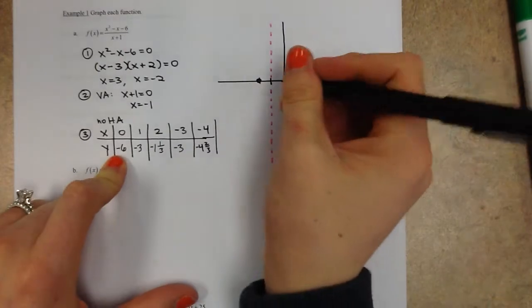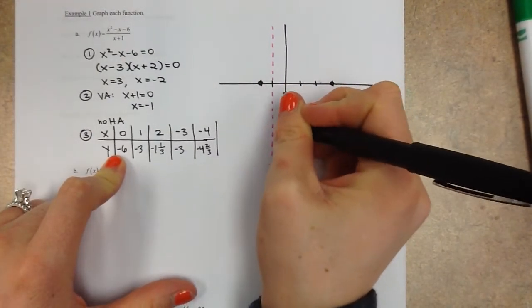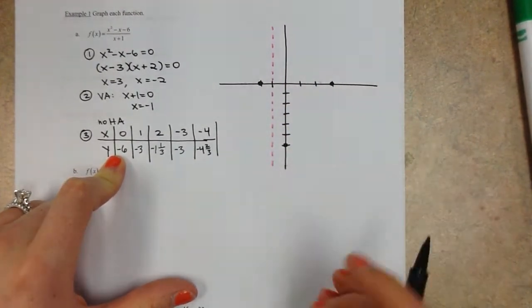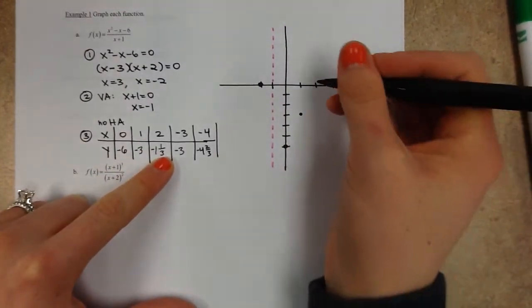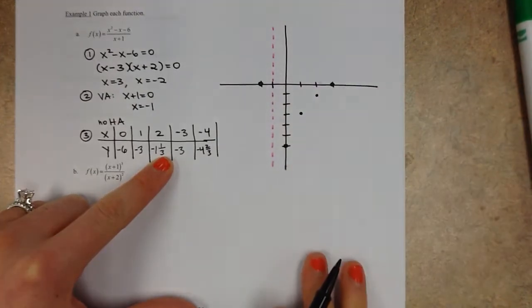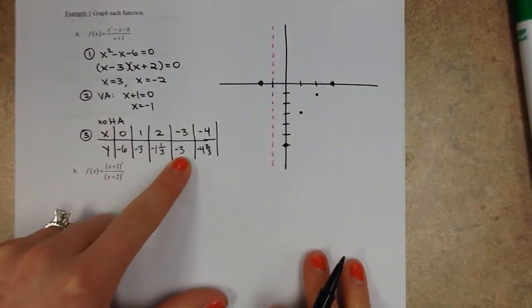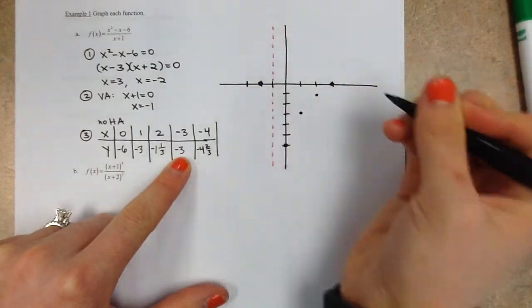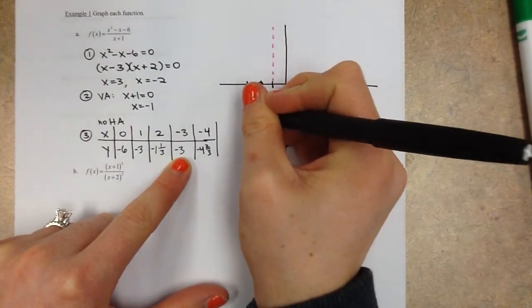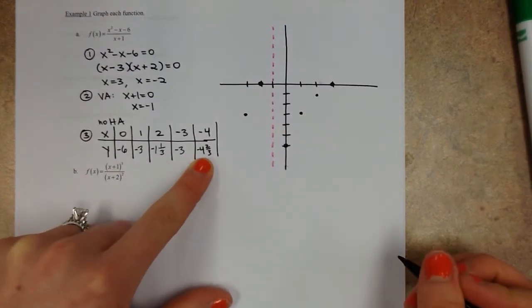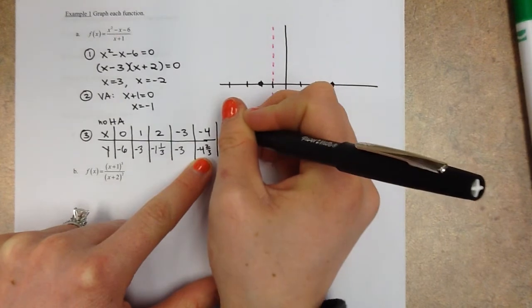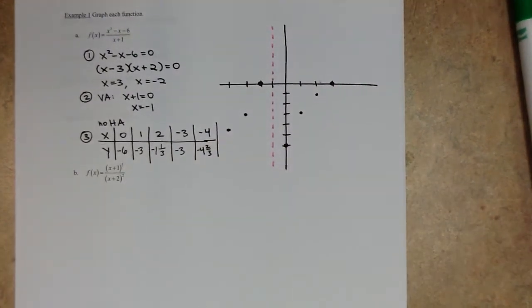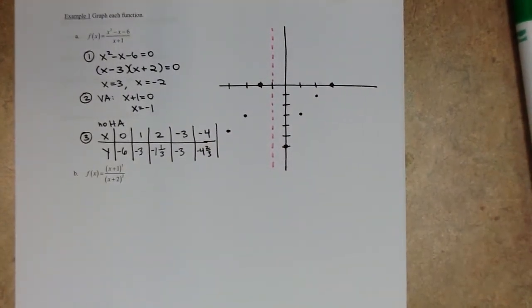Okay, so 0 is down at negative 6. 1, 2, 3, 4, 5, 6. It's right there. 1 is at negative 3. 2 is at negative 1 1/3. And then we've got negative 3 is down here at negative 3. And then negative 4 is down at negative 4 2/3. It's right around there.